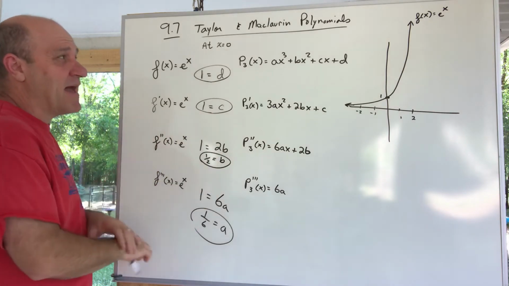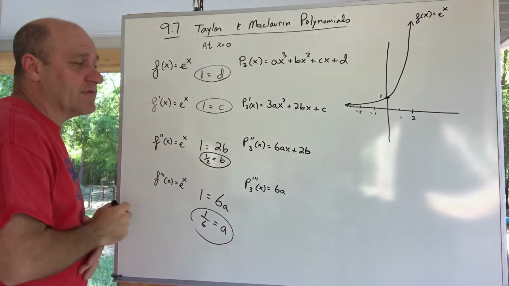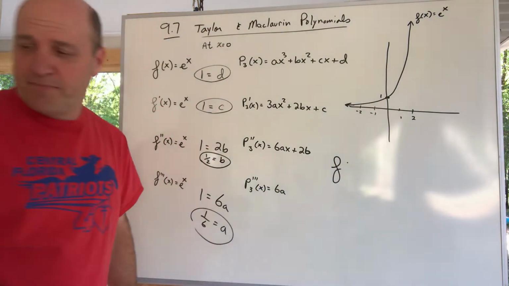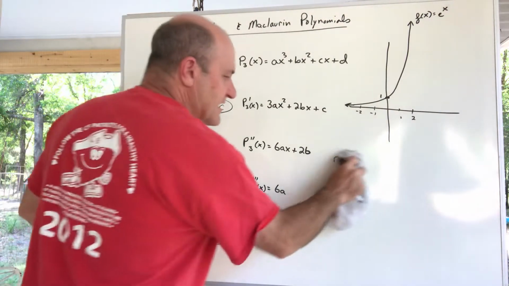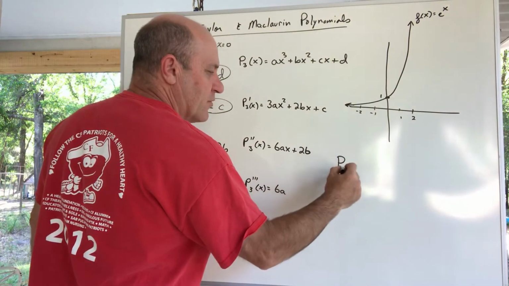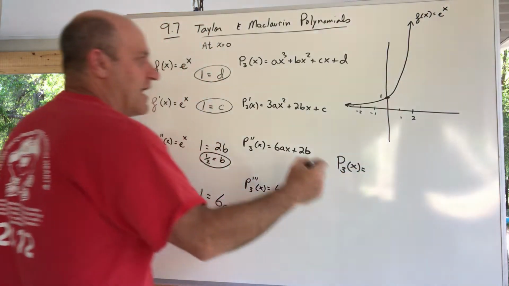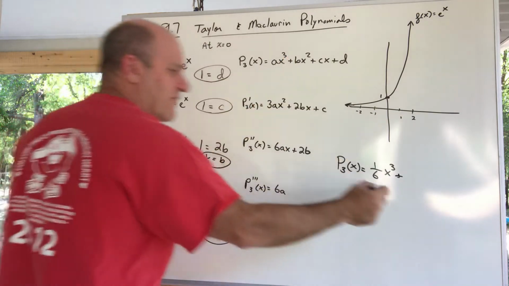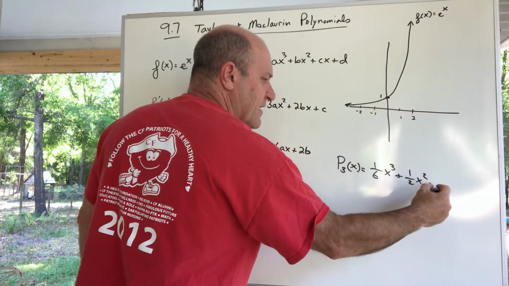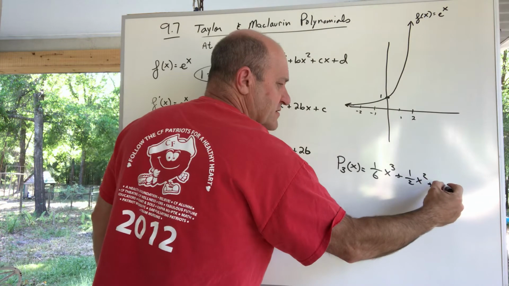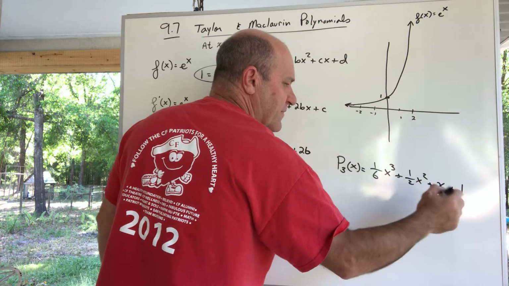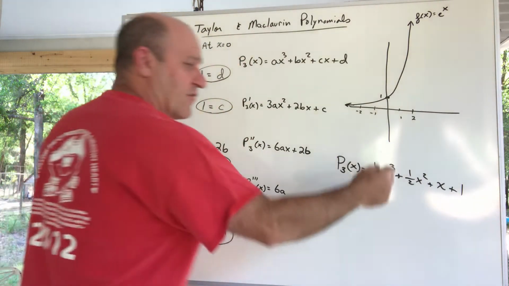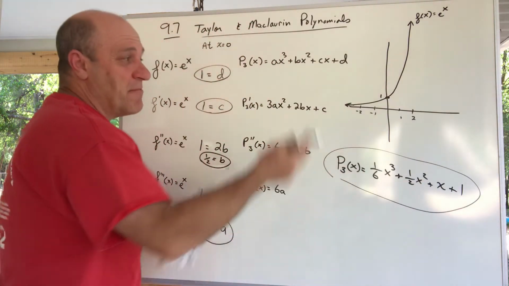These are the ideas behind Taylor and Maclaurin polynomials. Here it is, I'll just write it out for you. The function is e to the x. What I just found is the third degree polynomial: a is 1/6 x cubed, 1/2 x squared, that was my b, 1x, my c was 1, and d was 1. So there it is. What's fun is to pick up a graphing calculator and graph this polynomial and watch it match this function.